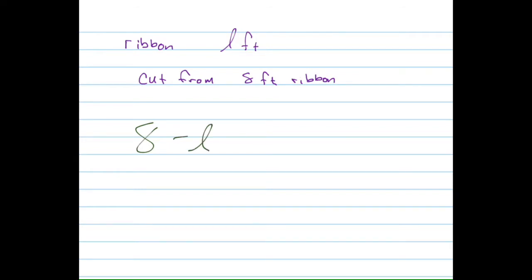Started with 8, cut off L. I'm left with 8 minus L. If you think about it, if you start with 8 and you cut off 2, you'd be left with 6. So you'd do 8 minus 2. If you started with 8, you cut off 7, you do 8 minus 7 to get 1. So since we have this variable that represents an amount we don't know, we're going to subtract that from the 8. Make sense? Okay.